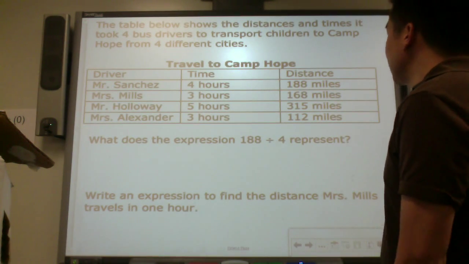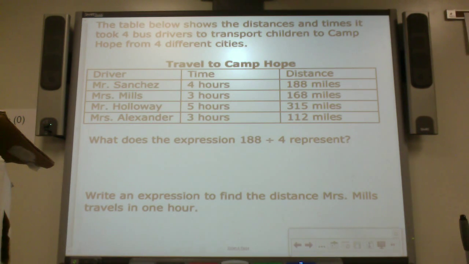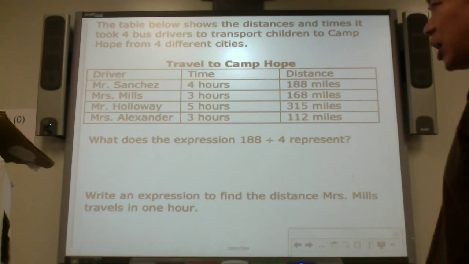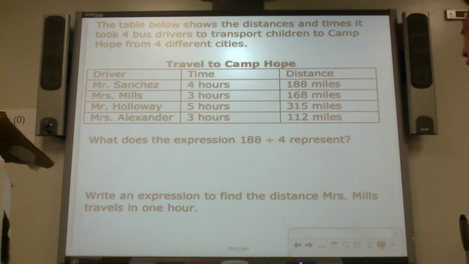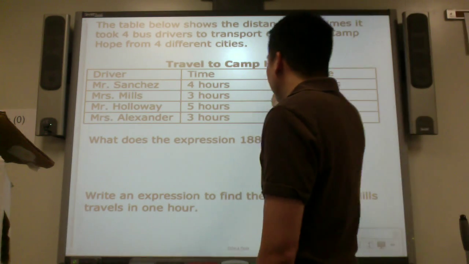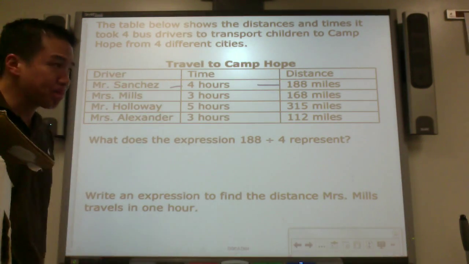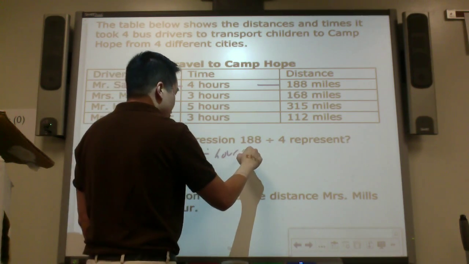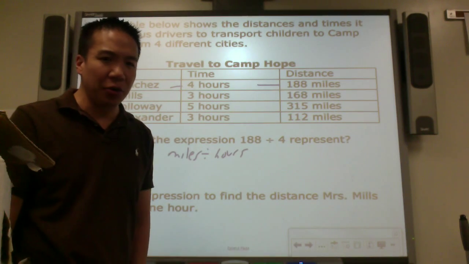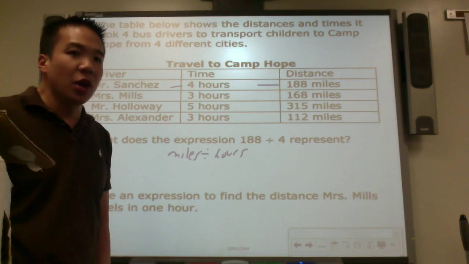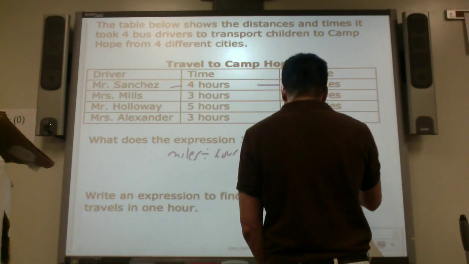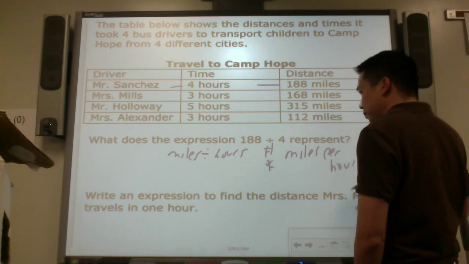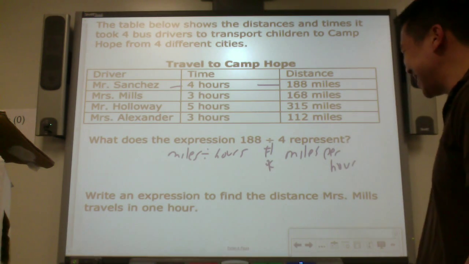So here's a table. This shows the distance and time it took 4 bus drivers to transport children to Camp Hope from 4 different cities. We have Mr. Sanchez, Mrs. Mills, Mr. Holloway, and Mrs. Alexander. What does the expression 188 divided by 4 represent? It's right here. It represents Mr. Sanchez driving. It represents the miles divided by the hours. So it seems as though we're breaking it down. So what does it represent? We're finding the number of miles per hour.